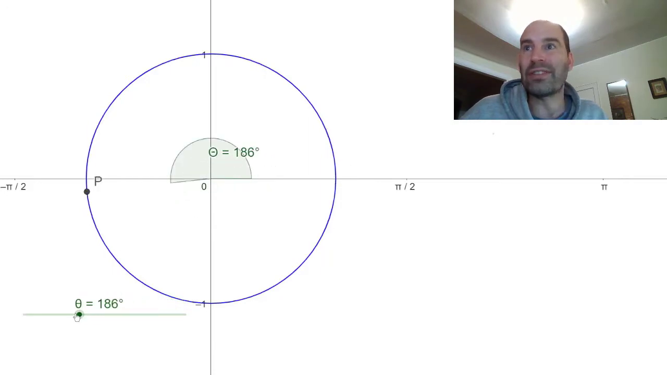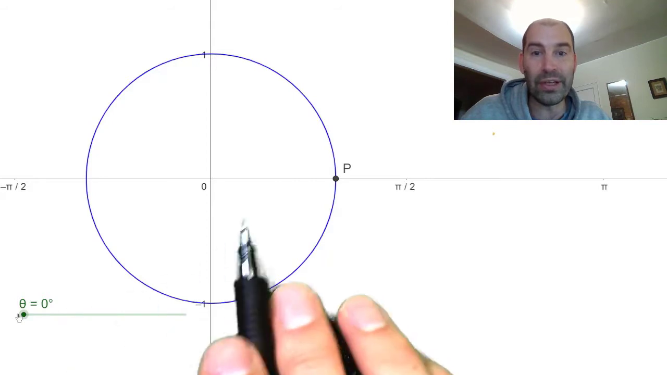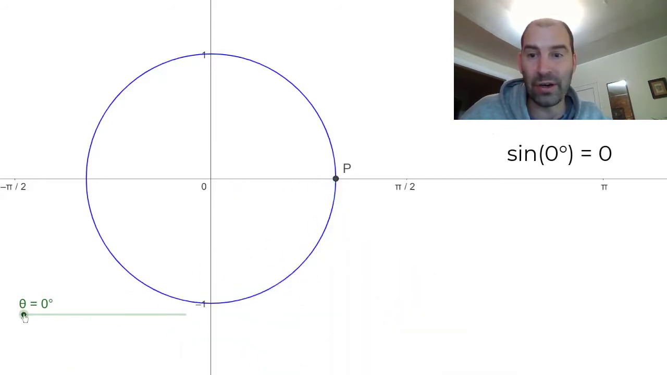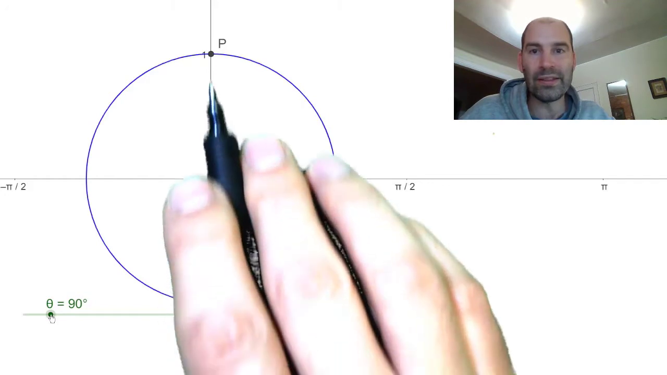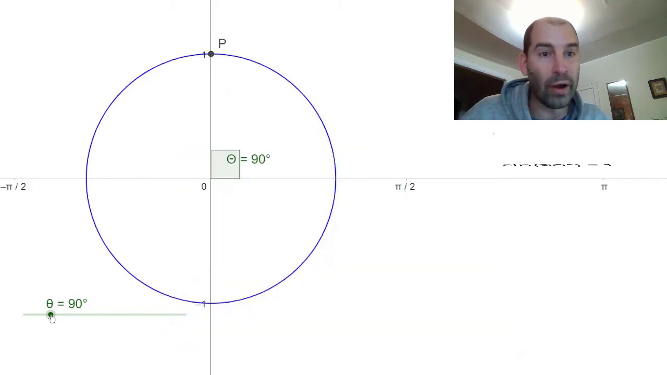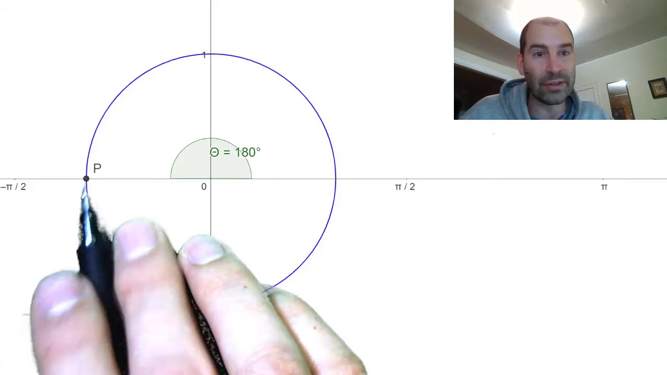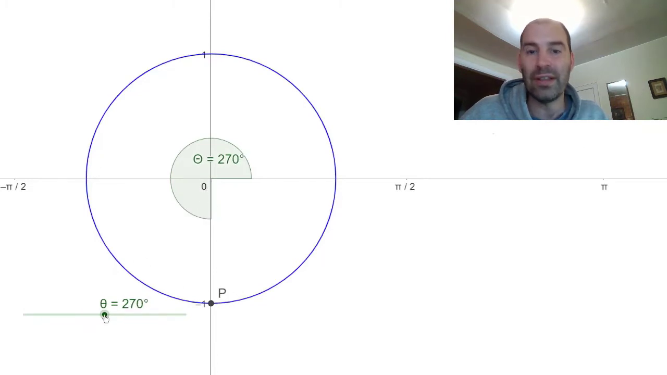Now we can also talk about sine. We said sine was the y coordinate of the point. So sine of 0 degrees is the y coordinate of this point, which is 0. So sine of 0 is 0. Sine of 90 degrees is the y coordinate of this point, which is now 1. Sine of 90 is 1. Sine of 180 degrees is the y coordinate. It's now 0. Sine of 270 degrees is the y coordinate of this. It's -1.